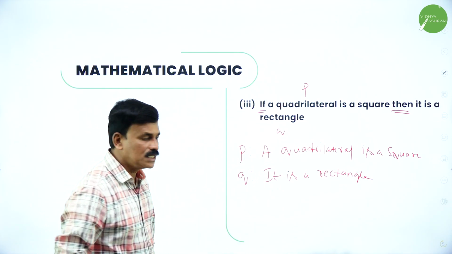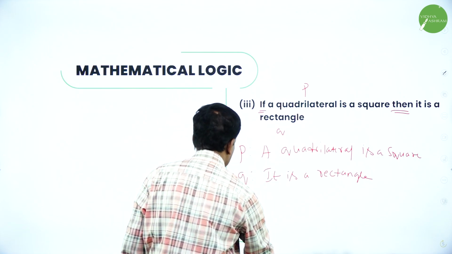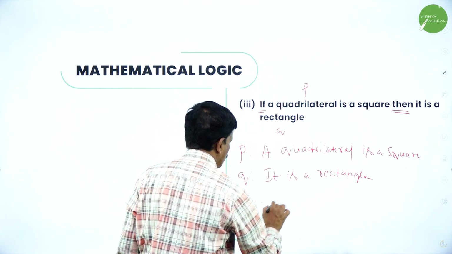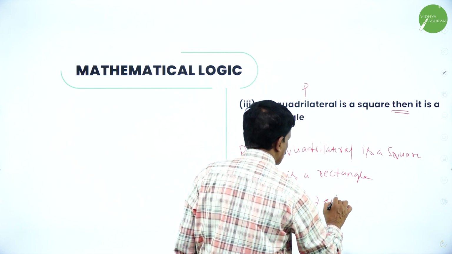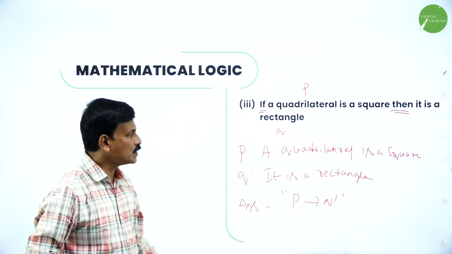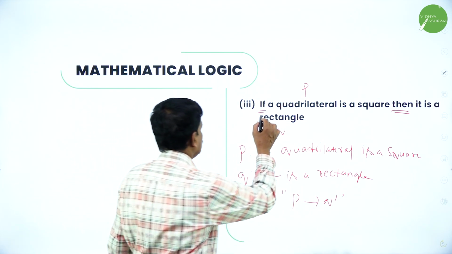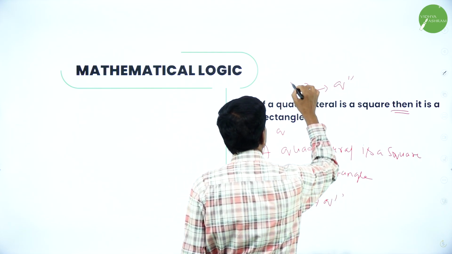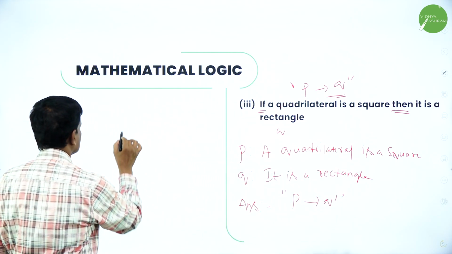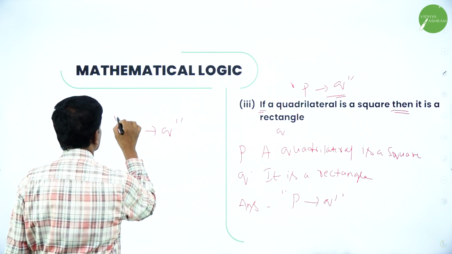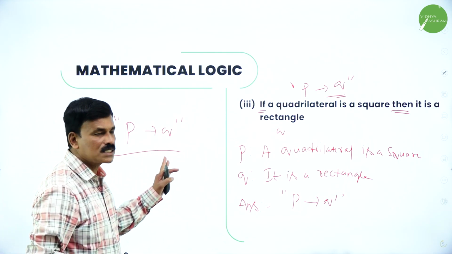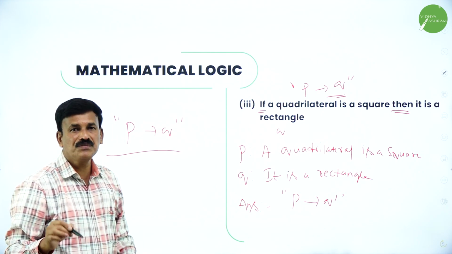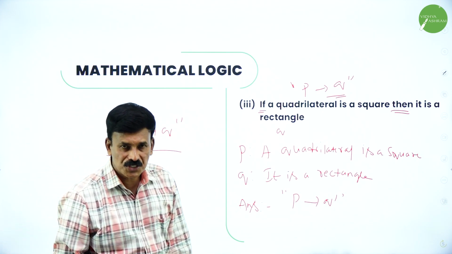If-then means it's a conditional statement. So, what is the answer? Therefore, the given answer for this is P conditional to Q. That means the given statement is, if a quadrilateral is a square, then it is a rectangle. So, the required answer is P conditional to Q. If-then means definitely it is a conditional statement.